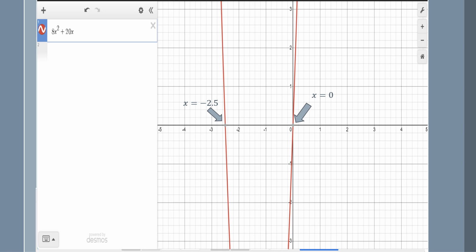Negative 2.5. When we put it in fraction form, you're going to get negative 5 halves. Now again, this is another way to check your answer. X-intercept is another word for zero, root, solution, which is also your answer.